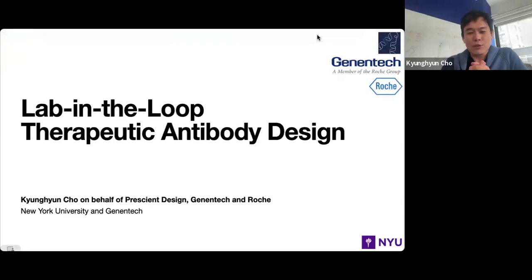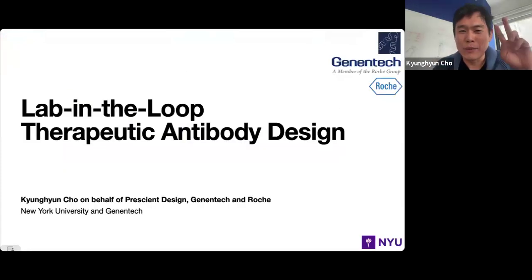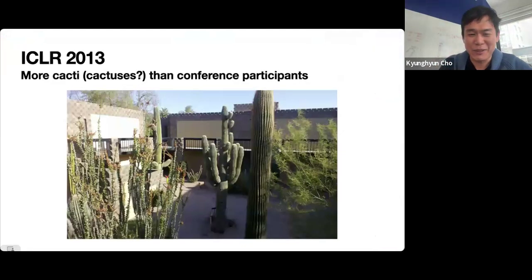Today I'm going to tell you about what we often refer to nowadays, internally as well as externally, as lab-in-the-loop therapeutic antibody design. This is me telling you about the progress that has been made, not only by me, but by the entire team of Prescient Design, as well as the entire group of Roche. Because this is going to be a bit of a rehearsal or test run of the ICLR keynote as well, I have some pictures.